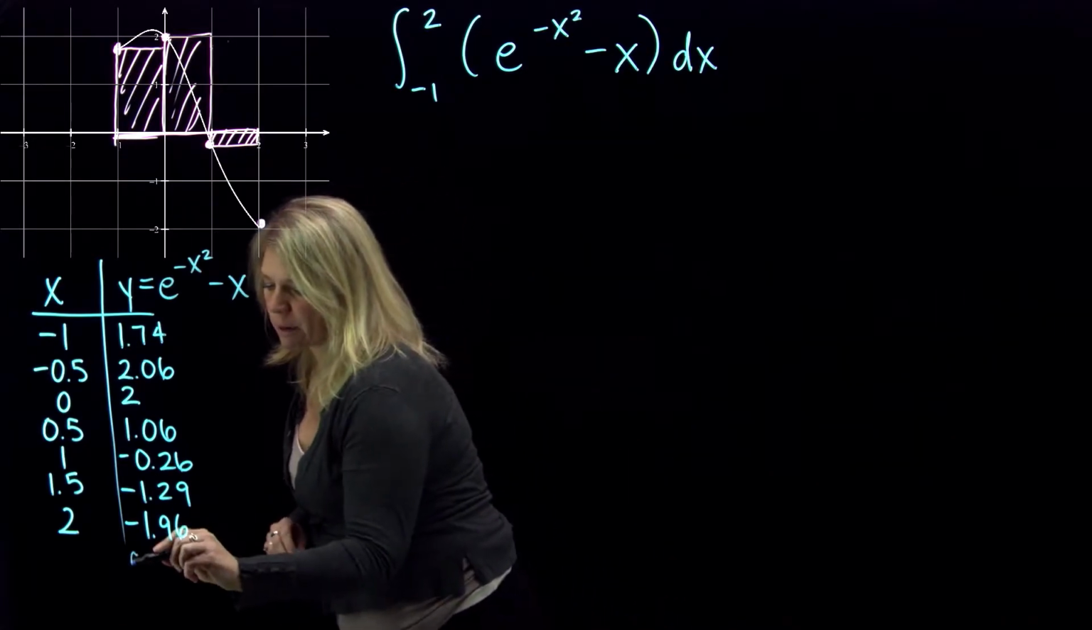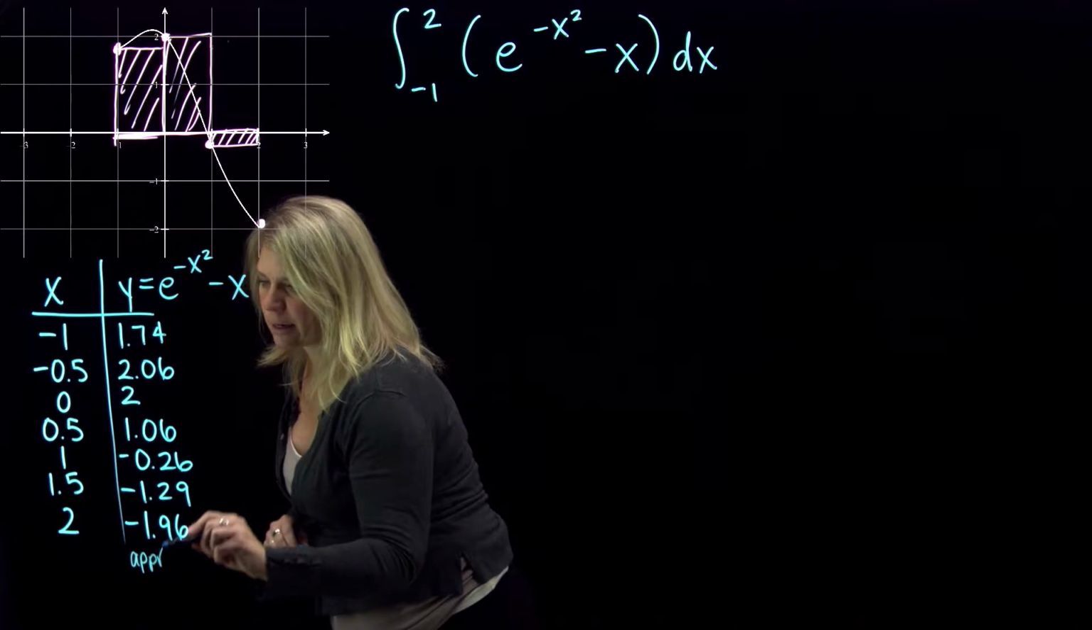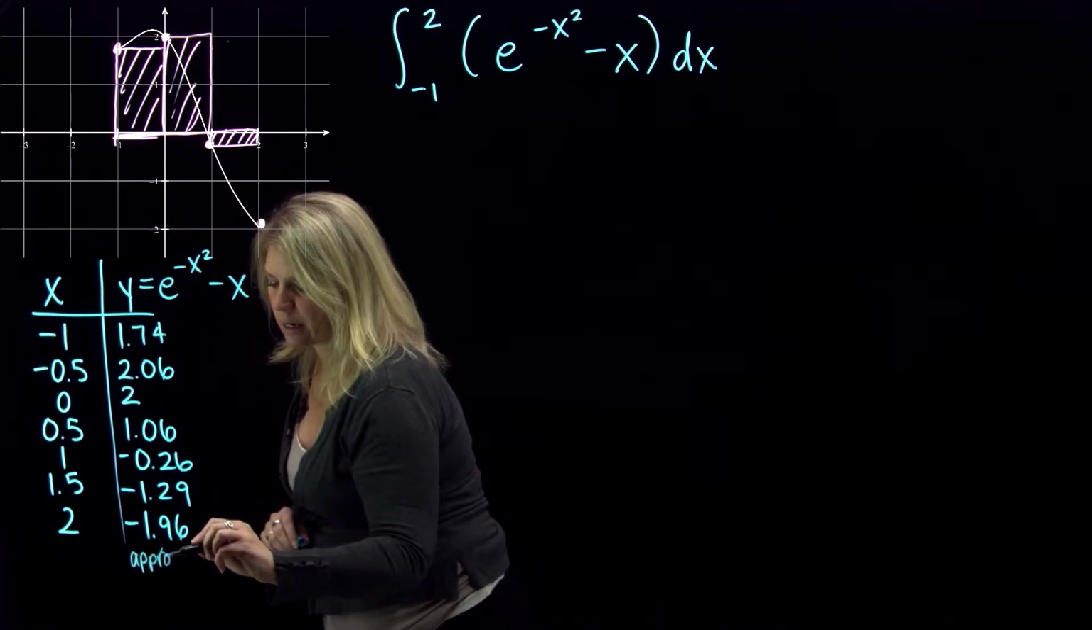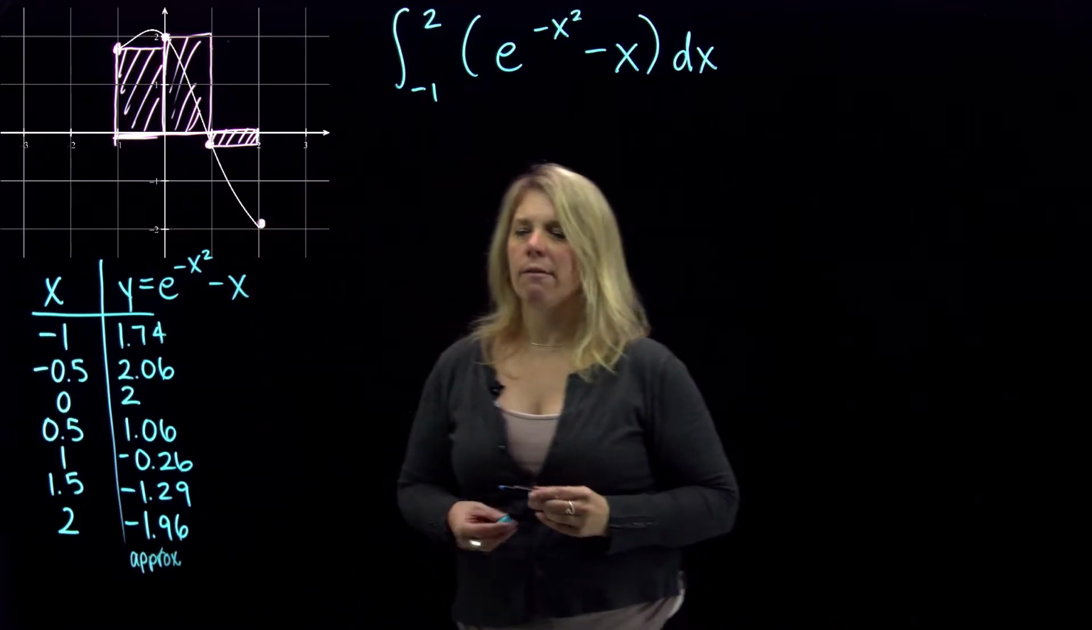These are all approximate y values, not exact. The only one that's exact is the 2 here. So these are all approximate y values here.